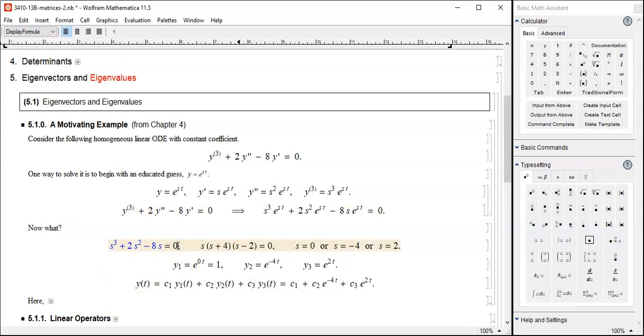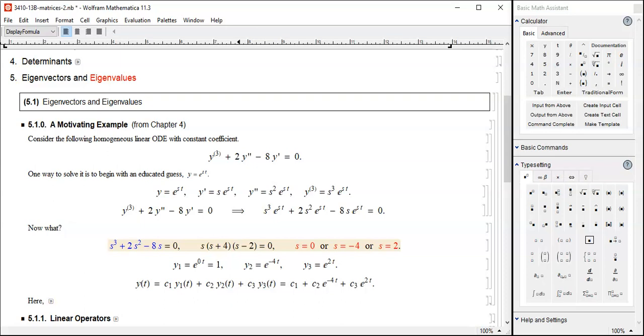Does it make sense, everybody? All right, we have this characteristic equation. By the way, this blue part is called the characteristic polynomial. Now set the characteristic polynomial equal to 0 and find its roots, its zeros, and here's the factorization, and here are the zeros. s equals 0, or s equals -4, or s equals 2, and these are called the eigenvalues. So, the zeros of the characteristic polynomial.